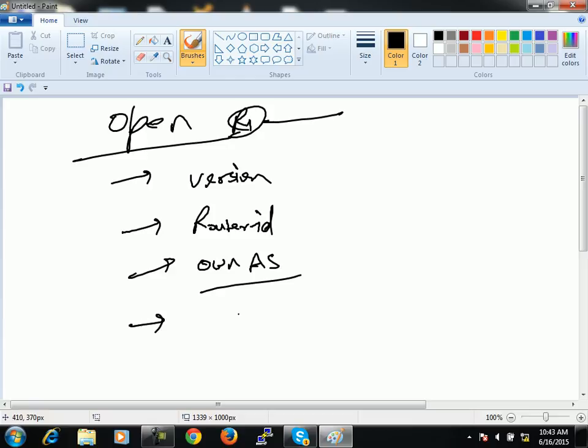Then next is going to be the hold down timer. Remember, these four components are the part of the open packet. The hold down timer will be negotiated by both of them, right? So I hope you have understood which components will be contained in the open message: version, router ID, own AS, hold down timer.